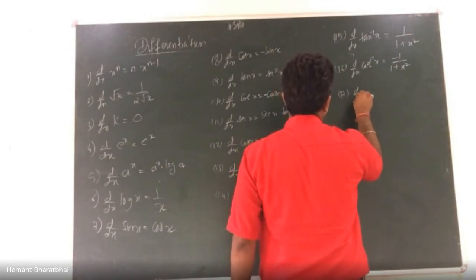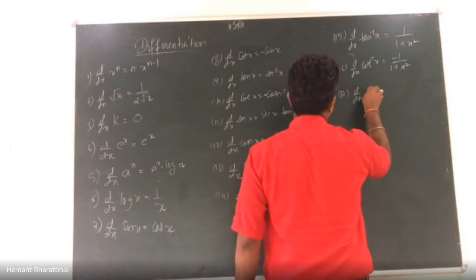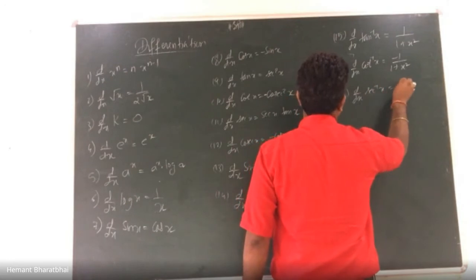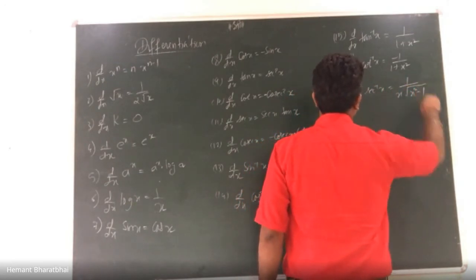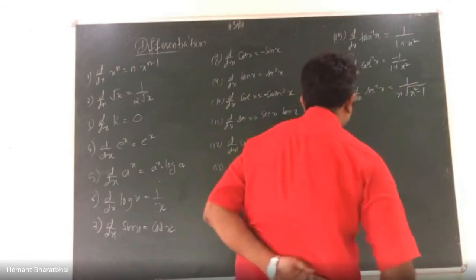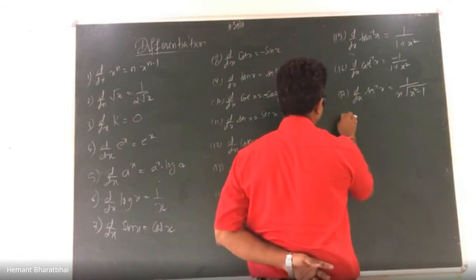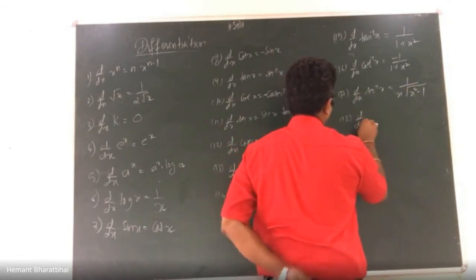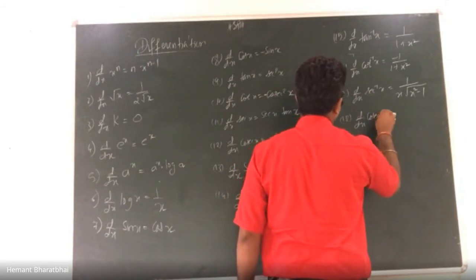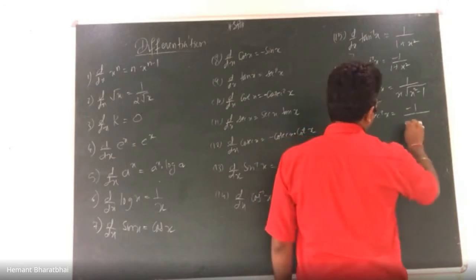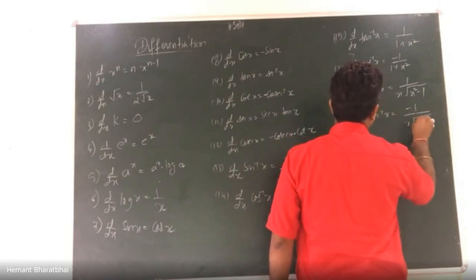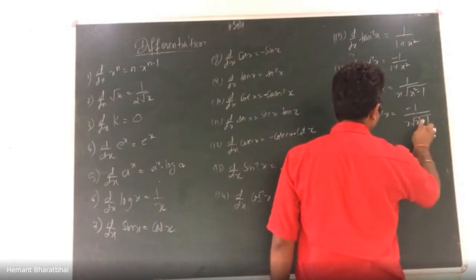Then the derivative of sec inverse of x is 1 upon x into under root of x square minus 1. And the derivative of cosec inverse of x is minus 1 upon x into under root of x square minus 1.